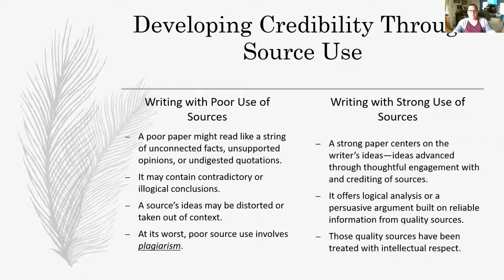When you do that, you may also end up with sections that contradict each other, information that doesn't make sense together. If you're not careful using your source material, you might end up taking information and using it out of context, distorting it in some way. At its worst, poor source use involves straight up plagiarism. We're gonna be looking closely at what plagiarism actually is here in just a moment.